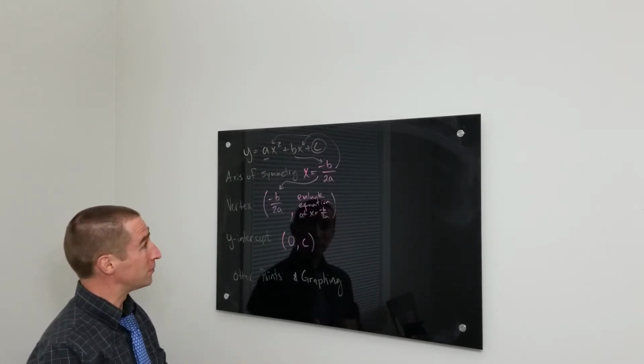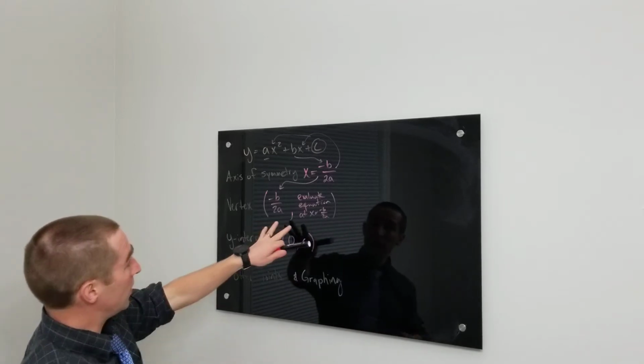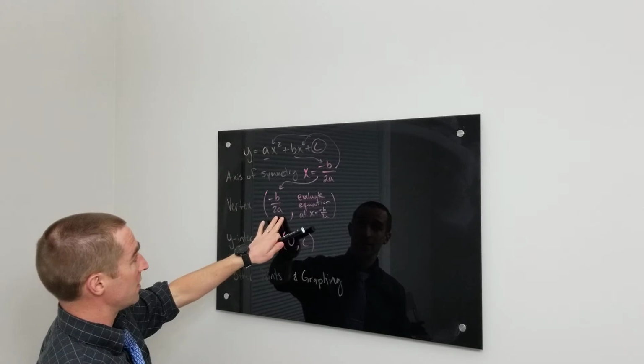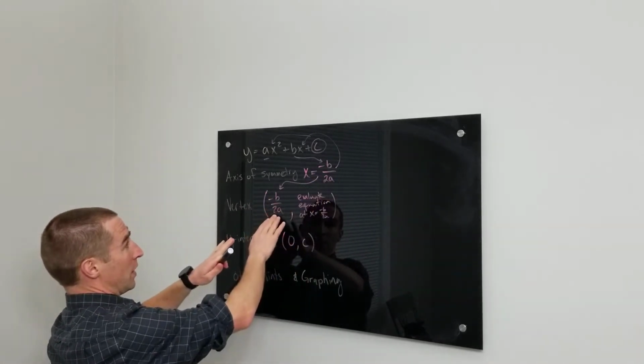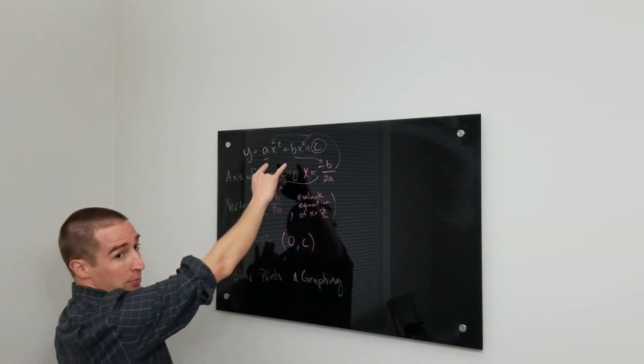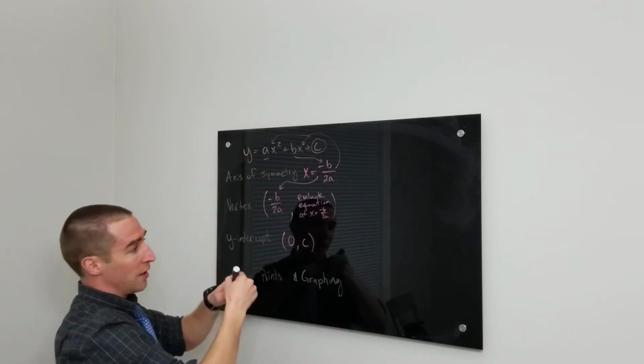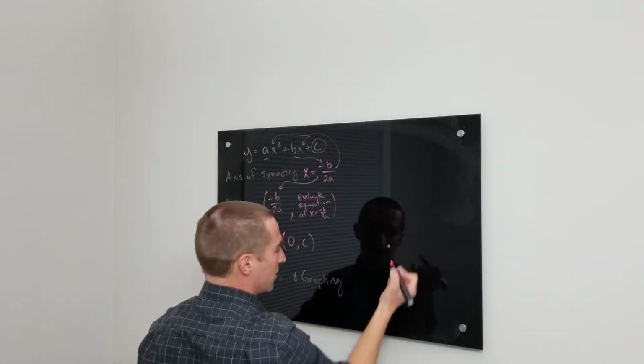So for graphing, what you're going to do is find your vertex. X is negative b over 2a. You replace the x's with negative b over 2a, whatever that number is. Evaluate, find your y value, and you'll get your vertex.